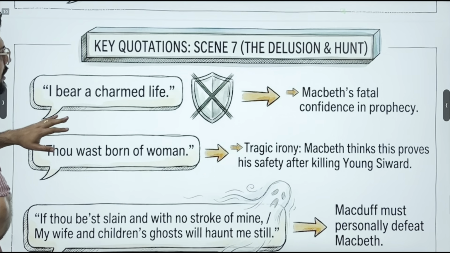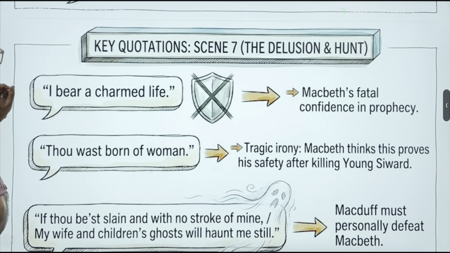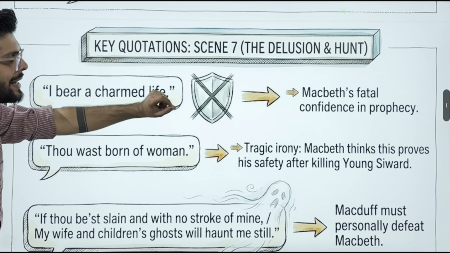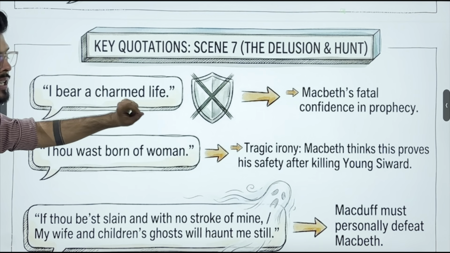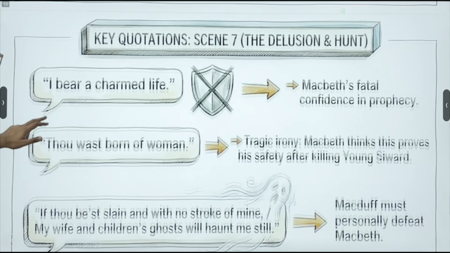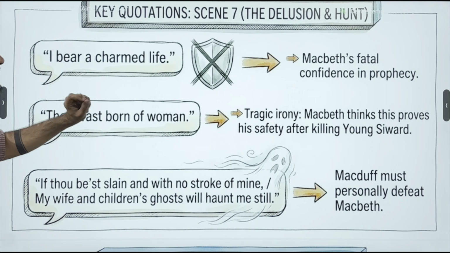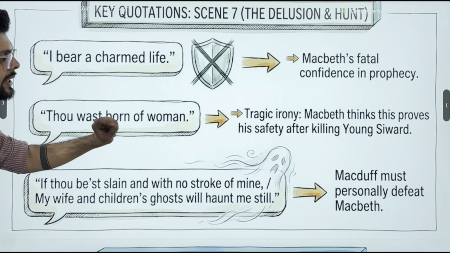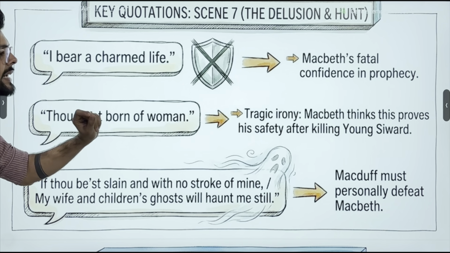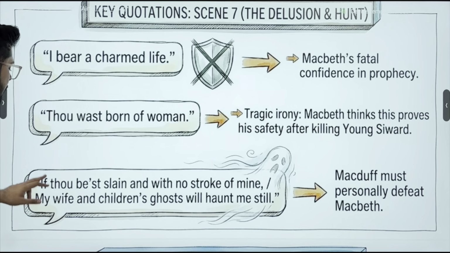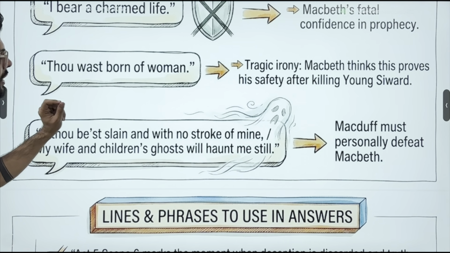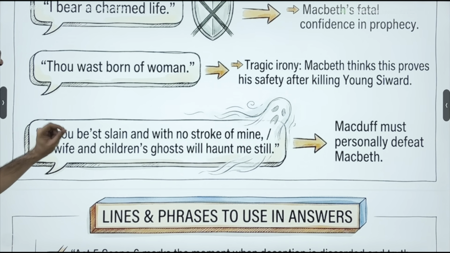Some further key quotations from scene 7 are: "I bear a charmed life." Again, it is Macbeth's fatal confidence, reliance, dependence on the prophecy. "Thou wast not born of a woman." It is a tragic irony because Macbeth still continues to think that he is safe after killing young Siward. "And if thou beest slain and with no stroke of mine, my wife and children's ghosts will haunt me still" is the line of Macduff.